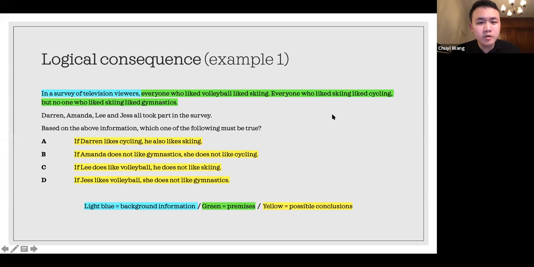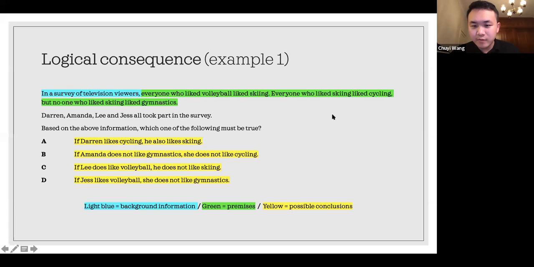It's not necessarily true because everyone who liked volleyball likes skiing, and everyone who likes skiing likes cycling. So if Darren likes cycling, he also likes skiing, well, that doesn't really seem to follow from any of the rules that we've been given. If he liked skiing, okay, he would also like cycling. But if he likes cycling, there's nothing that tells us he has to like skiing as well. Does everyone see how that logic works?